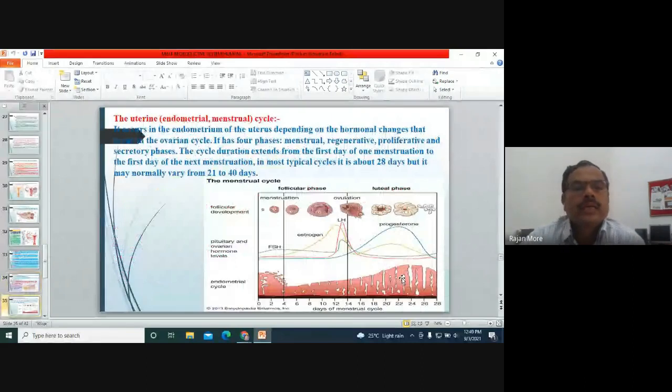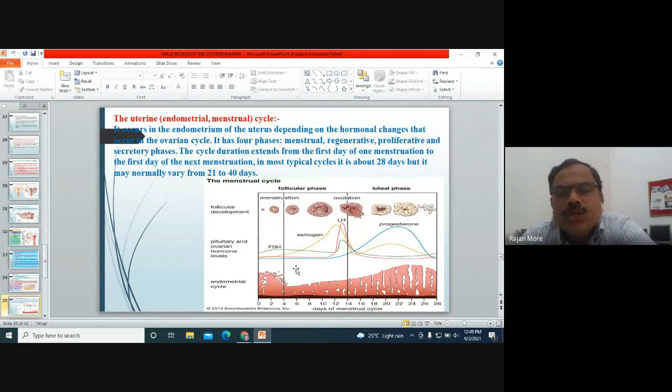Now we come to the menstrual cycle. This menstrual cycle occurs in the endometrium, following the changes that occur in the ovarian cycle. It has 4 phases: the menstrual phase, then the regenerative phase, where regeneration of the endometrium takes place, then the proliferative phase, and the secretory phase. Ovulation takes place in the middle of the cycle.